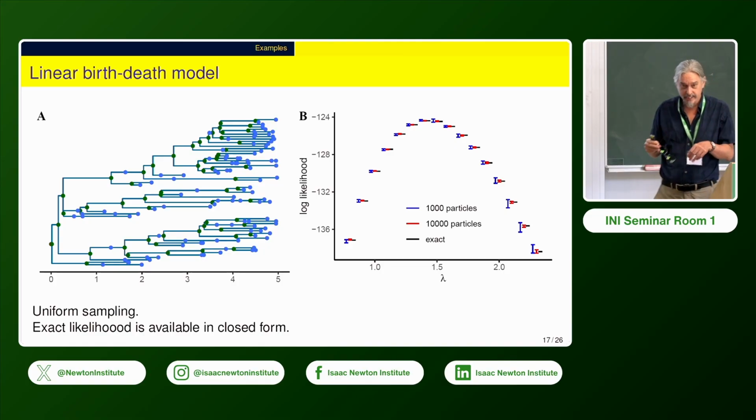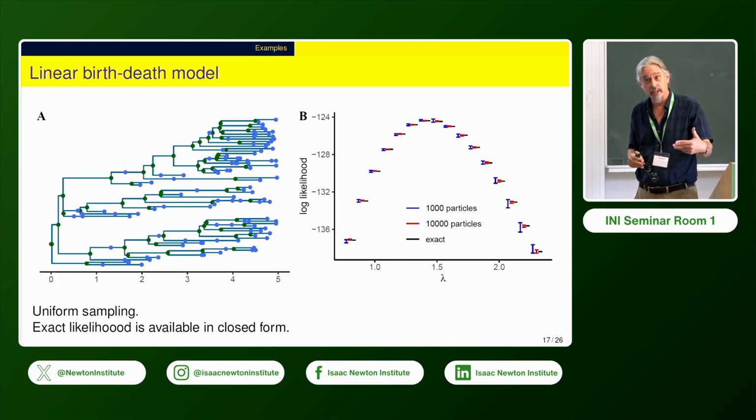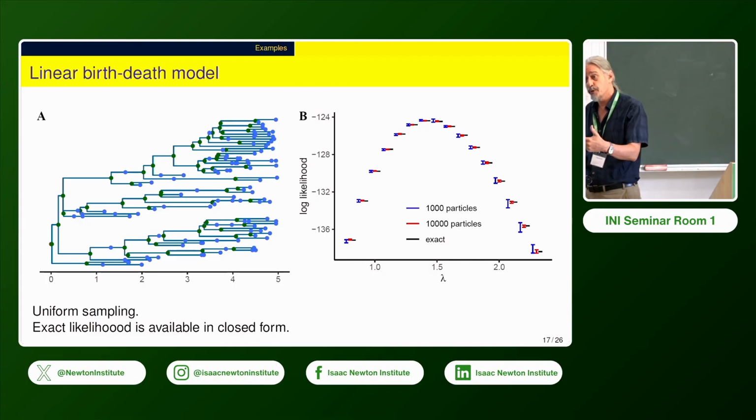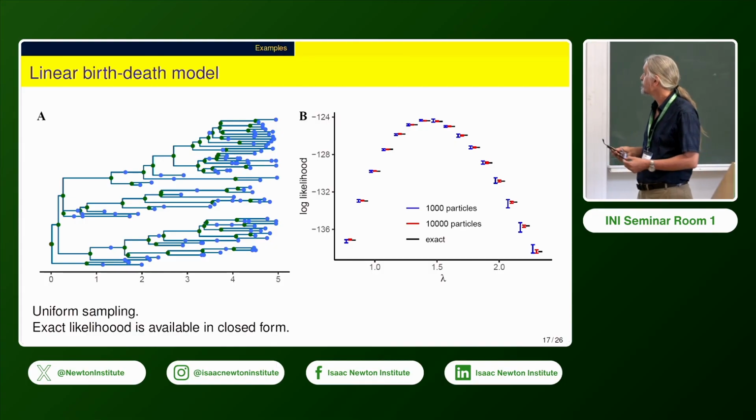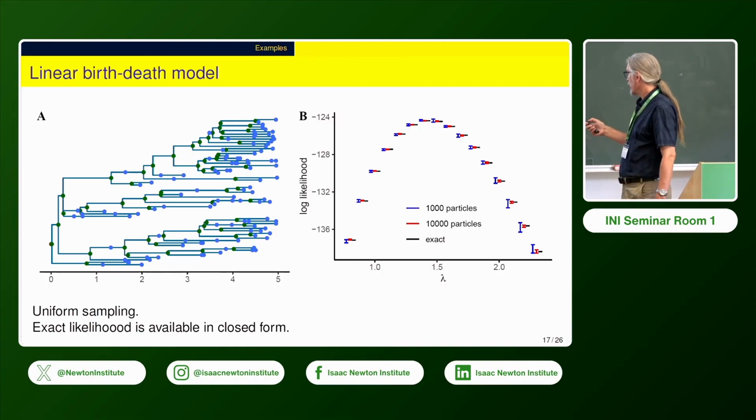One nice feature I should mention about the sequential Monte Carlo calculations is that they give an unbiased estimate of the likelihood. You can prove that. So anyway, that works all right.